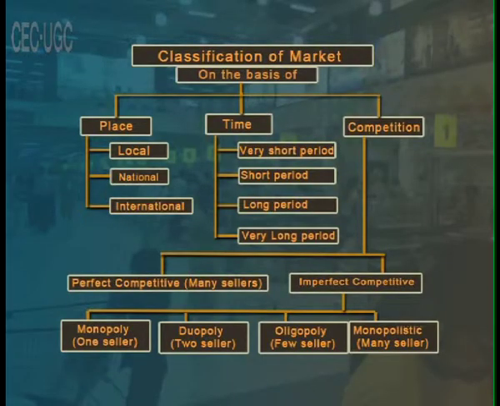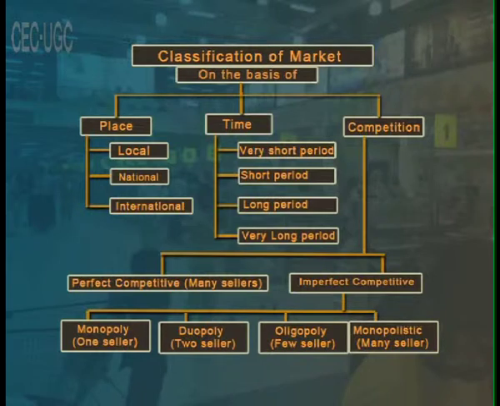Let's now look at the classifications or types of market. Generally, a market can be divided on the basis of place, time, and competition. On the basis of place, the market is classified into: 1. Local market or regional market, 2. National market or countrywide market, 3. International market or global market. On the basis of time, the market is classified into: 1. Very short period market, 2. Short period market, 3. Long period market, and 4. Very long period market.